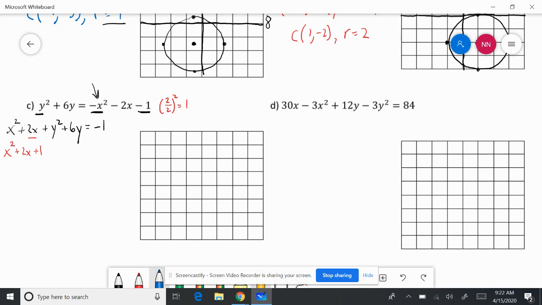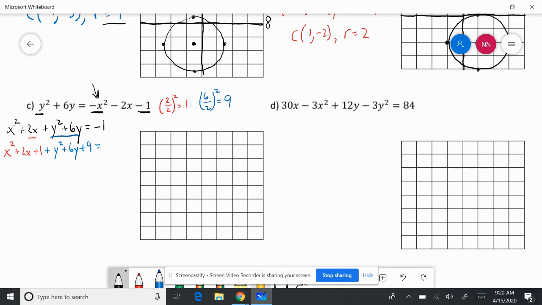Now what we're going to do is look at our y's. I'm going to take my 6 and divide it by 2, and I'm going to square it. And that gives me 9. So what I have is y squared plus 6y plus 9.